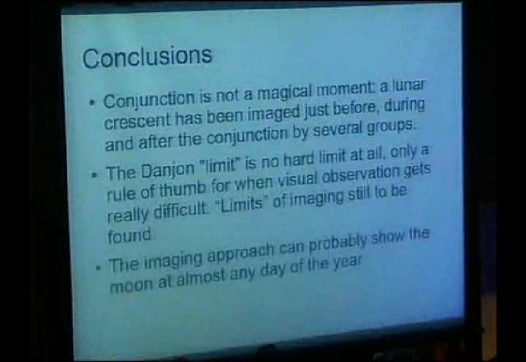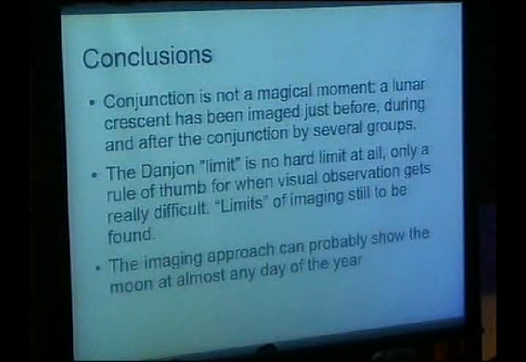Okay, now for the conclusions. I think this imaging approach has demonstrated that conjunction itself is not really a magical moment. The view of the crescent does not change around conjunction radically. It's not something that's switched on or switched off, as several people have managed to image the moon just before, just after, or at the moment of conjunction.